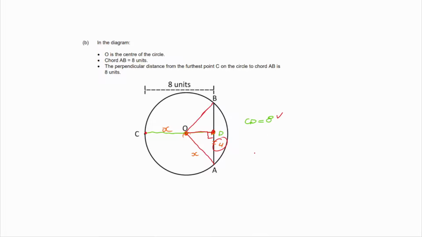So we have CD is 8 units, and we know that OC is equal to X, right? So then this distance has to be 8 minus X, right? Because let's say OC over here was 5, this would have to be 3, which is 8 minus 5. Okay, so now we have everything we need to do Pythag in this triangle, because there's only one unknown, X.